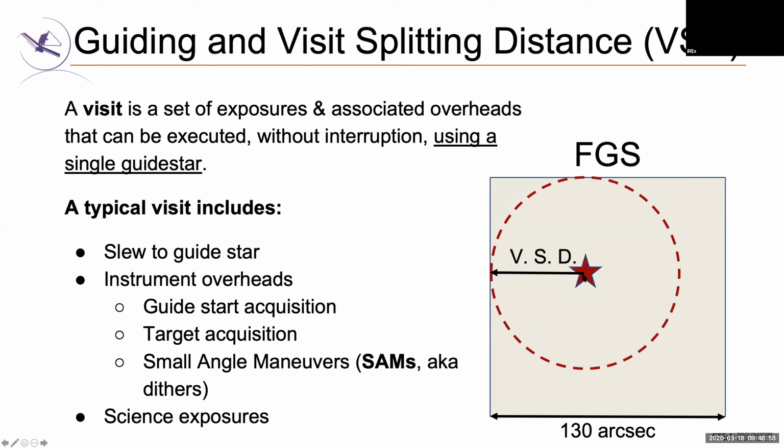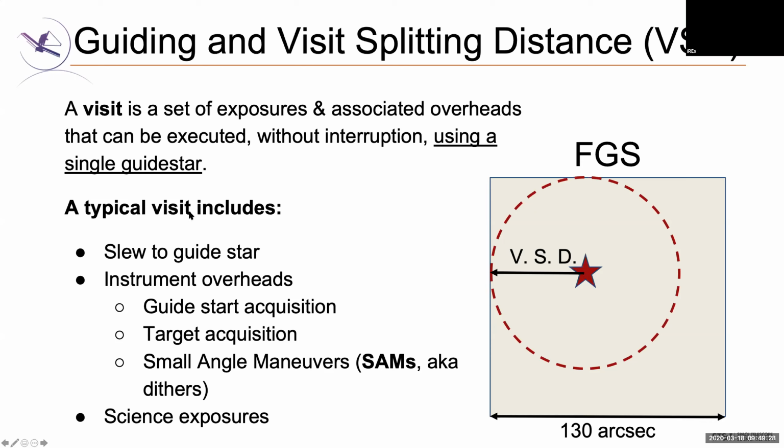And that defines a visit in the APT. And so anytime that you lose a guide star because you're moving too far, you go over the visit splitting distance, and then you need to reacquire a new guide star, and that takes additional overheads. So that's why in the APT, they split all your observations into visits as soon as you go above the visit splitting distance.